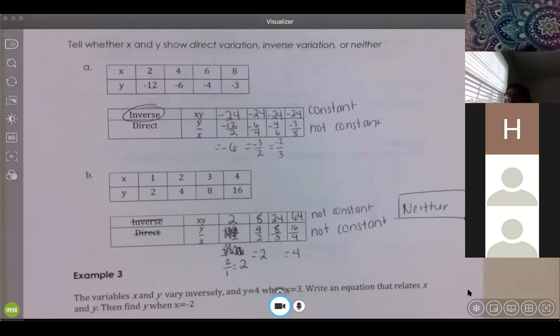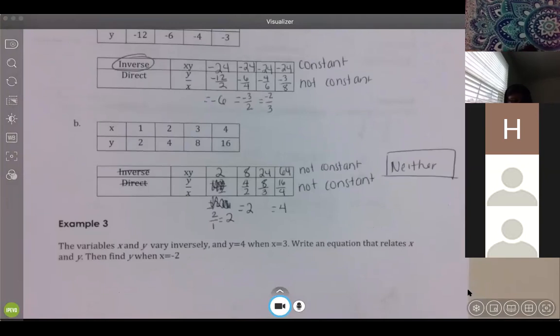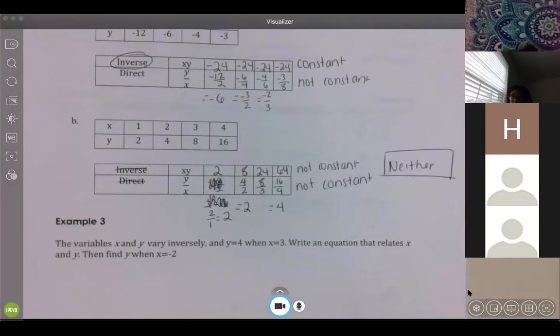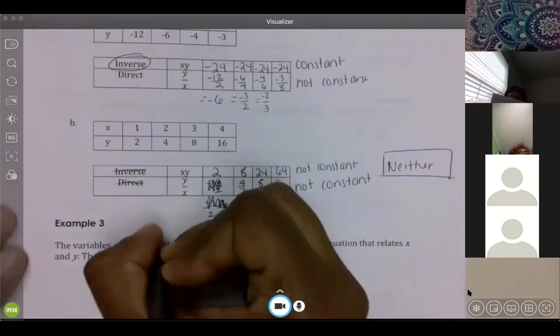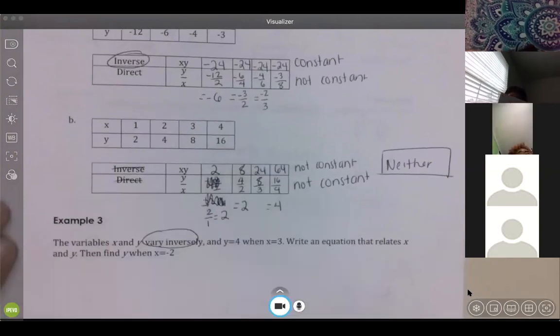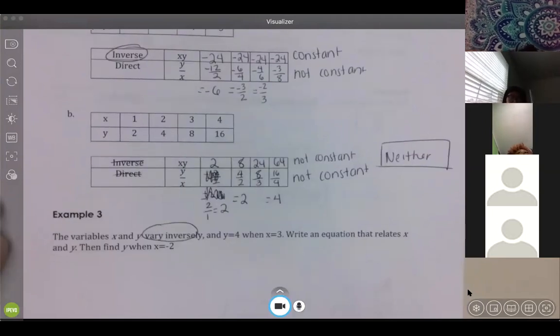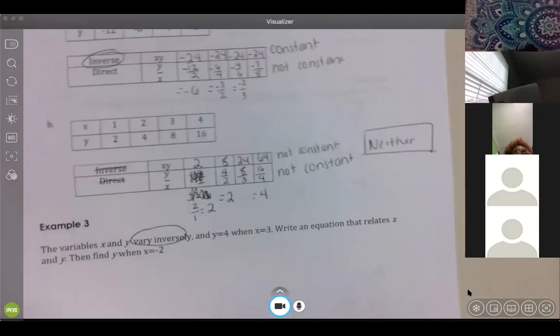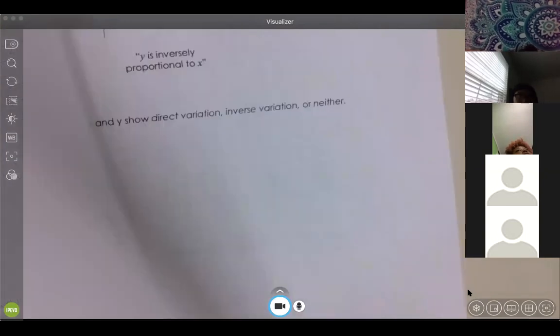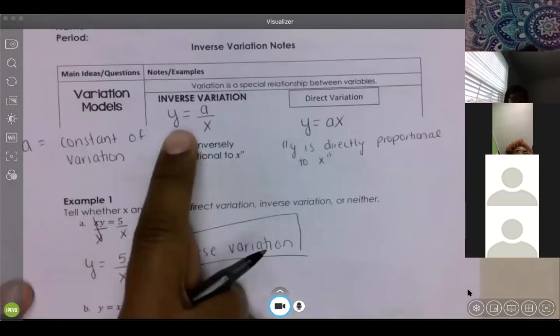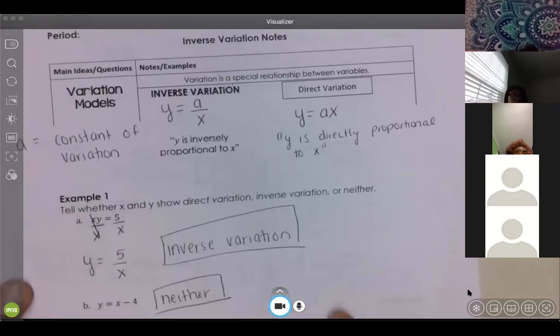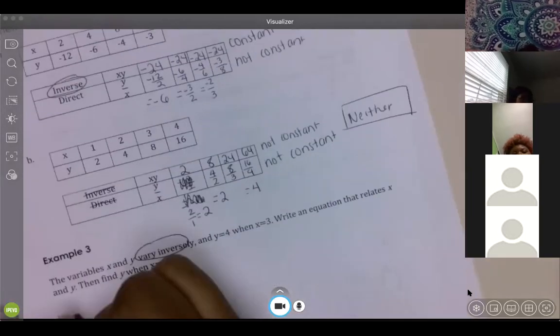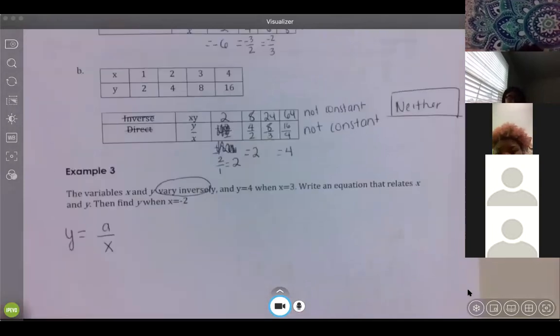Okay, last one, example 3. The variables x and y vary inversely and y equals 4 when x equals 3. Write an equation that relates x and y, then find y when x equals -2. Wow, it's a lot of information. Key thing I want you to see is that it says vary inversely. That's a clue that you are going to be using the inverse variation formula, y equals a over x. So go ahead and write down y equals a over x on your paper.